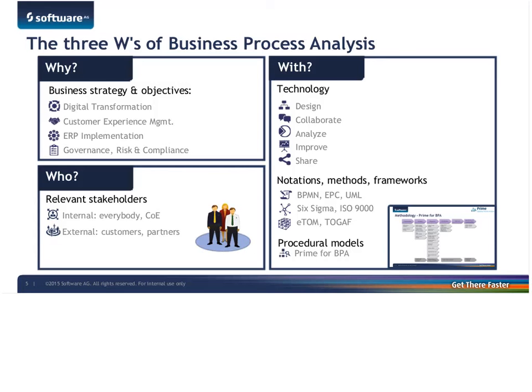The second W. Who is doing that? Well, internally, pretty much everybody. Because, as I said in the beginning, processes are the heart of your business. So everybody should have an interest in making its process better. So everybody should be engaged in an end-to-end process improvement initiative.